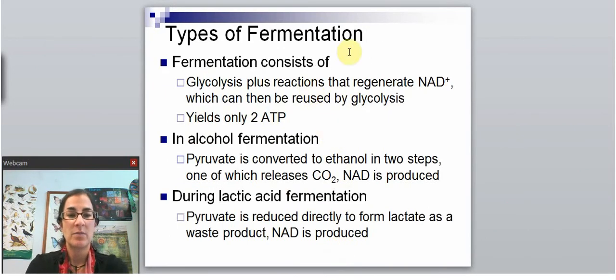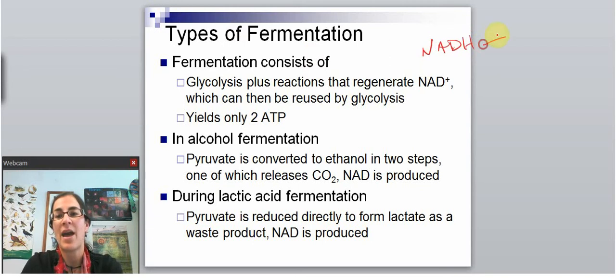So, I feel like a broken record, but fermentation is glycolysis that makes 2 ATPs, plus you have to have a whole set of separate reactions that make NAD+ from NADH. So again, taking NADH and converting it back to NAD+. There's 2 different ways to do this.